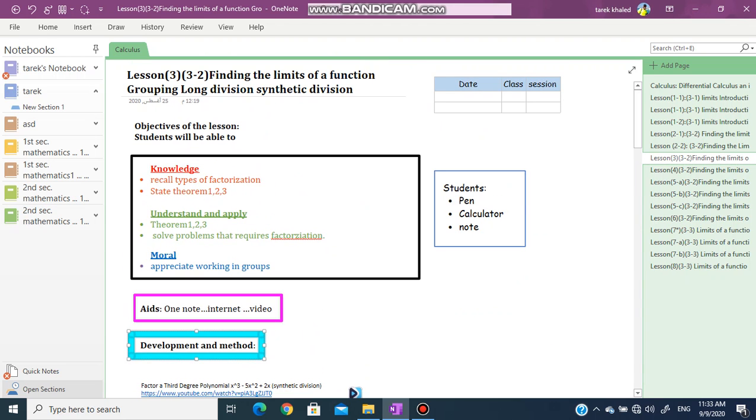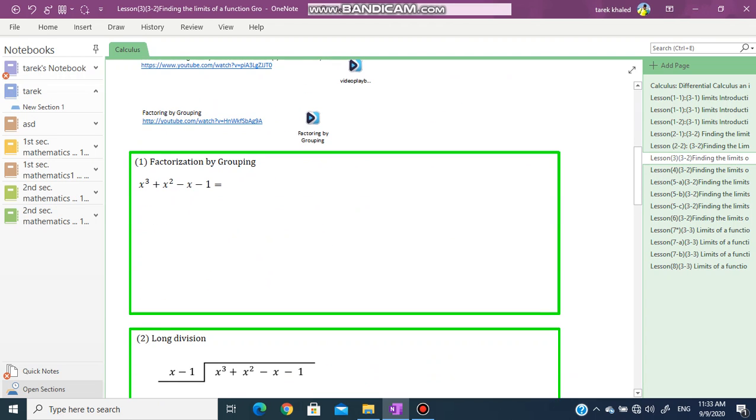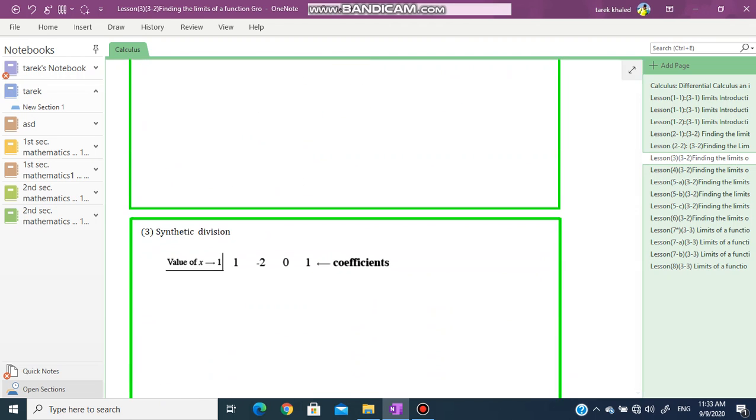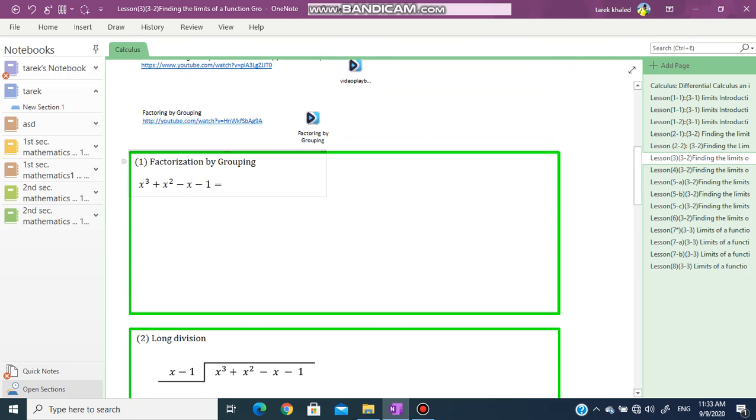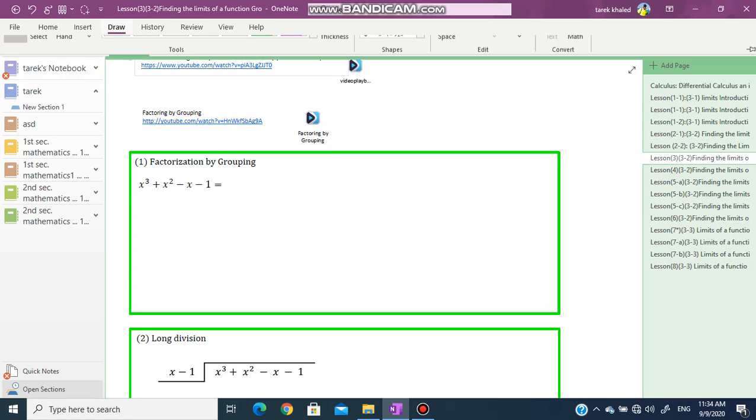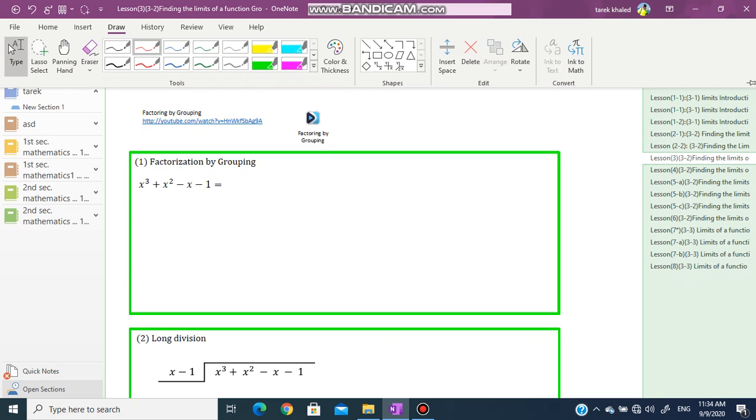Finding the limit of a function using long division or synthetic division. First, we must know factorizing by grouping. To factorize by grouping x power 3 plus x power 2 minus x minus 1, take two terms together.